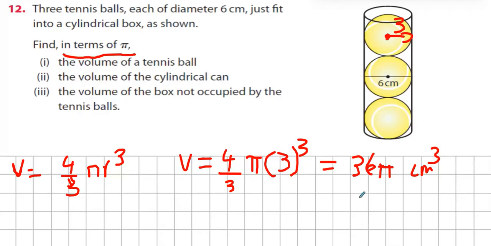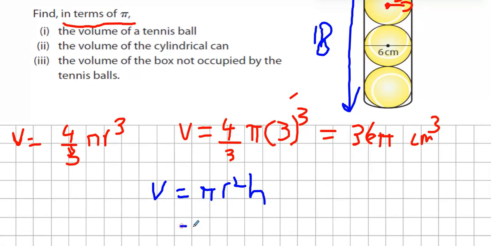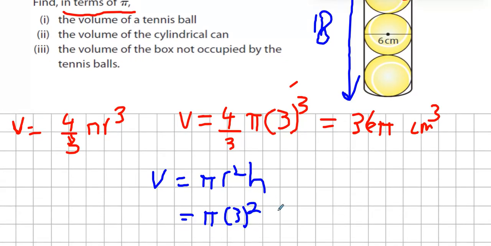Okay, so what we're going to do next, guys, is how tall do you think the can is? 18. Okay. And what's the volume of a cylinder? Pi r squared h. Okay, so what's the radius of the can, guys? The radius is 3. Half the ball, isn't it? And what's the height of the can? We all say it's 18 because it's 3 balls worth, isn't it? And what's the answer in terms of pi? How much? 162 pi. Okay.